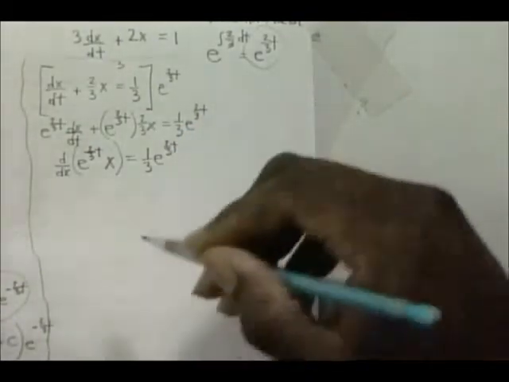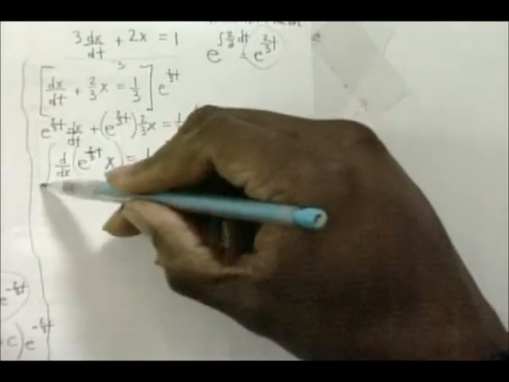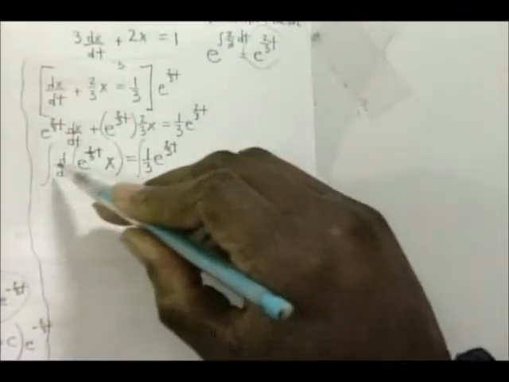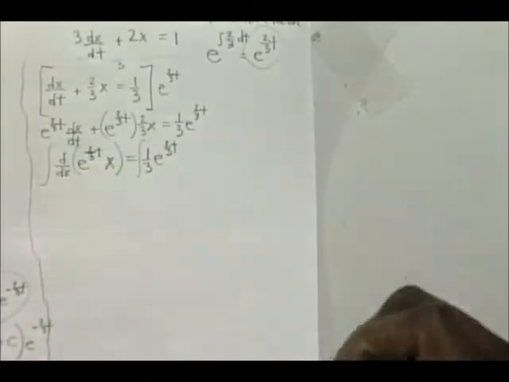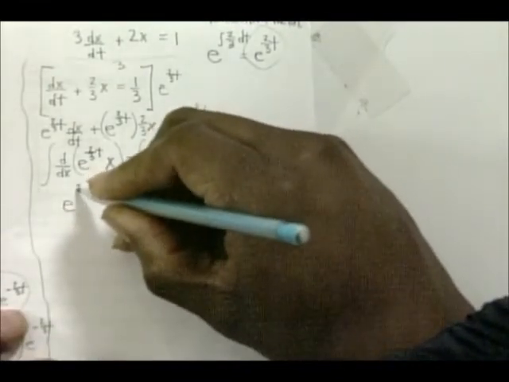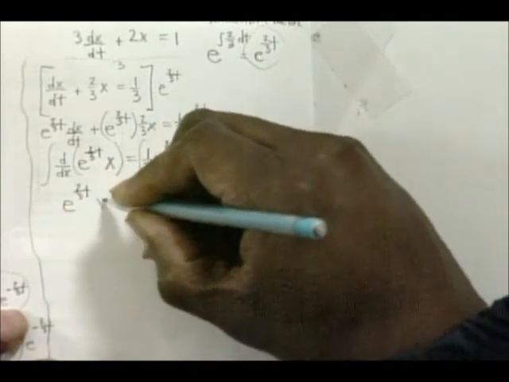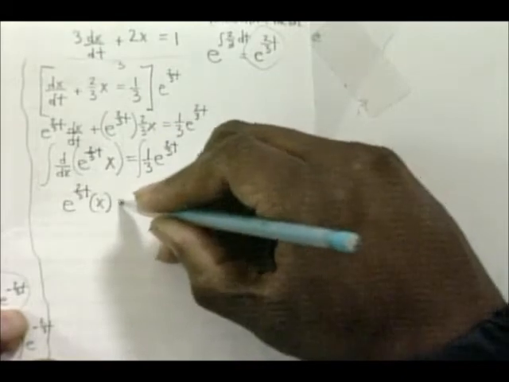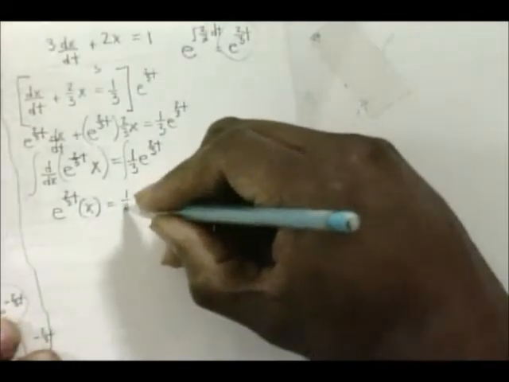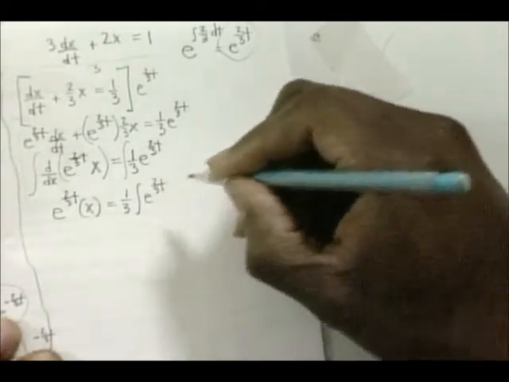And now what we're going to do is take the antiderivative of both sides. The antiderivative undoes the derivative, and you end up with e to the 2/3 t times x is equal to, and we want to take the antiderivative over here, we end up with 1/3 times the antiderivative of e to the 2/3 t.